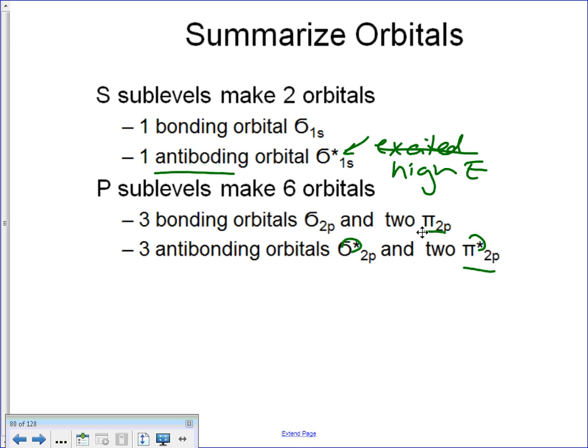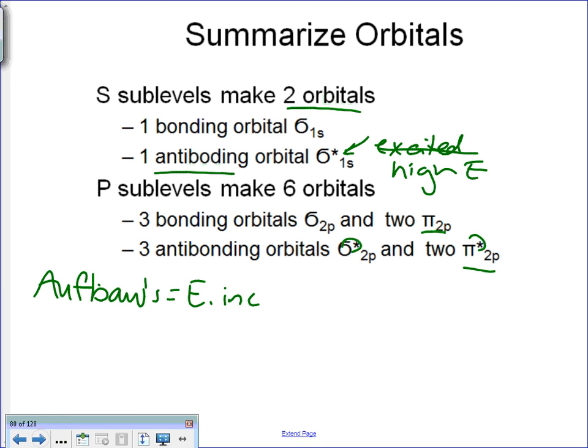But the S sublevel is going to have 2 orbitals coming together, and the P orbitals are going to have a total of 6 orbitals coming together. The orbitals are split into bonding and anti-bonding, and they're ordered in a specific manner, according again to Aufbau's principle, of energy slowly increasing as we go across these orbitals. So we're going to see this in a pictorial manner now.